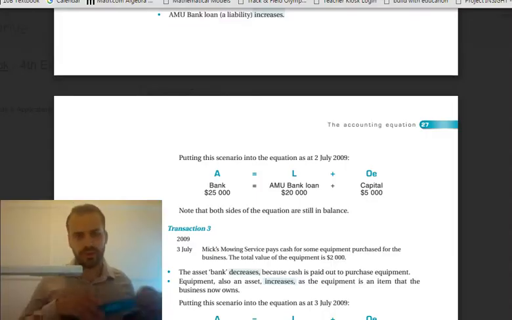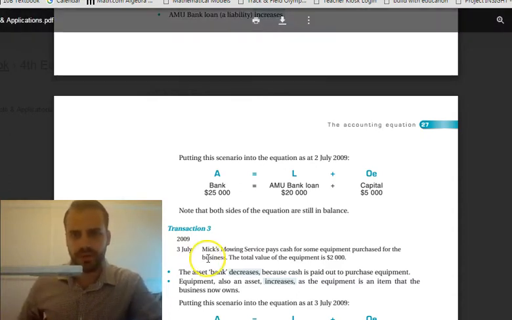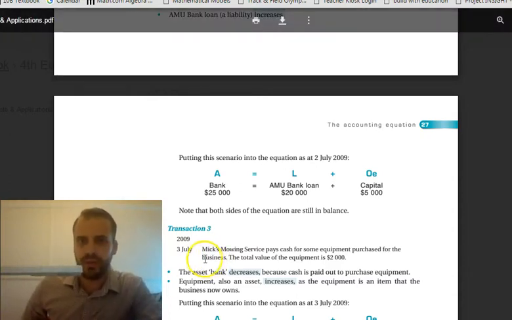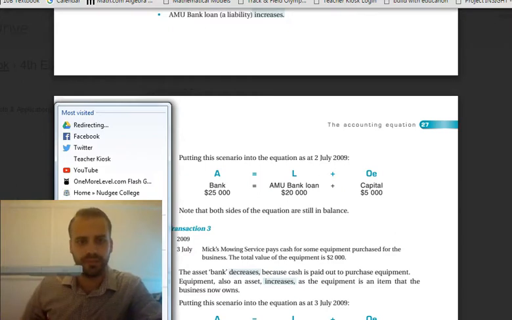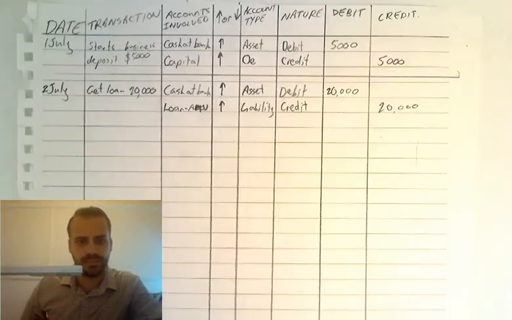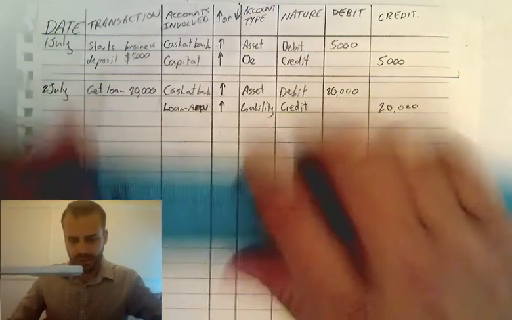So here's our third transaction here. Mix Mowing Service pays cash for some equipment purchased for the business. The total value of the equipment is $2,000. So he buys some lawn mowers, some whippersnippers, whatever. Okay, let's take a look. So make sure you rule it off.